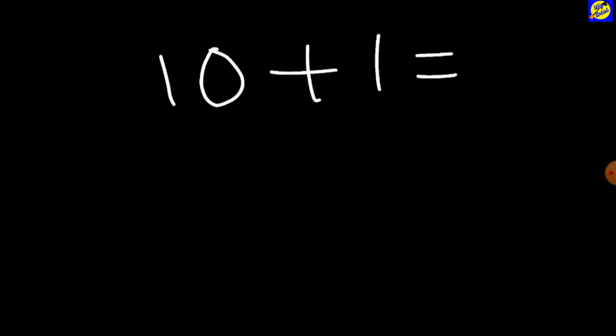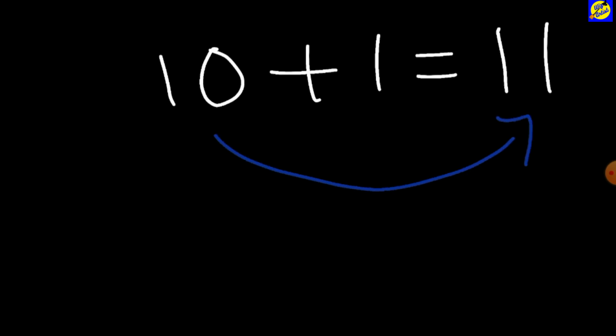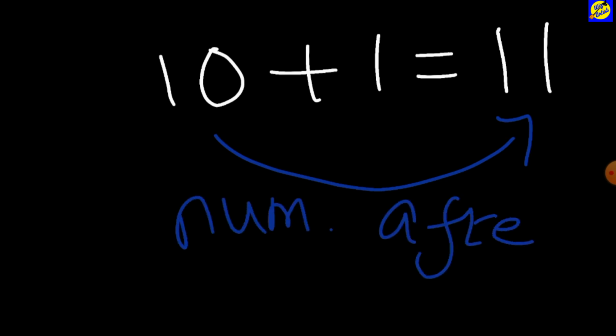The other property is that whenever you add any number with 1, let's take the number to be 10, you get the successor of that number. Now what is a successor? Successor is the number after. So what comes after 10? 11. So the answer is going to be 11. The number after, or the successor. So these two properties will help you do addition easily, won't they?